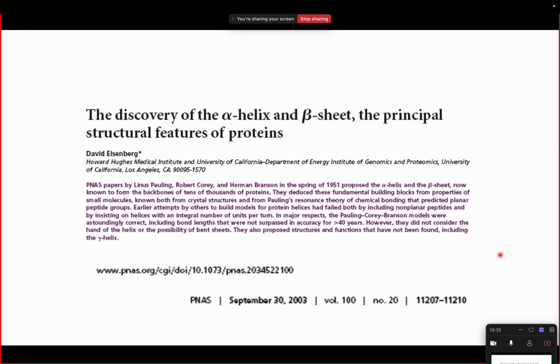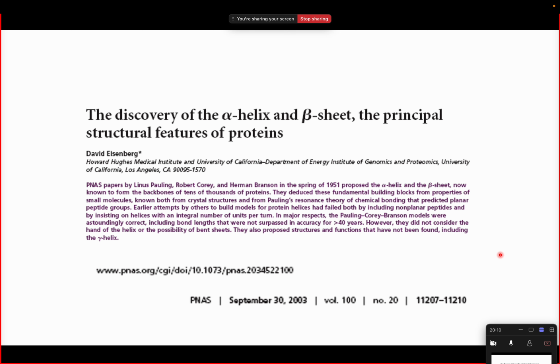Okay, so what they mentioned is David S. Eisenberg, what he said: the PNAS papers by Linus Pauling, Robert Corey and Herman Branson in the spring of 1951 proposed the alpha helix and the beta sheet, now known to form the backbones of tens of thousands of proteins. They deduced these fundamental building blocks from properties of small molecules, known both from crystal structure and from Pauling's resonance theory of chemical bonding that predicted planar peptide groups.